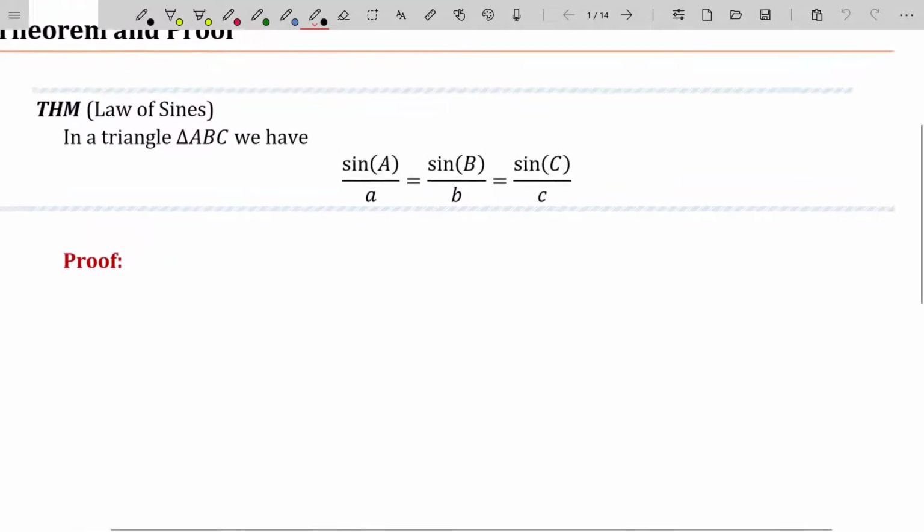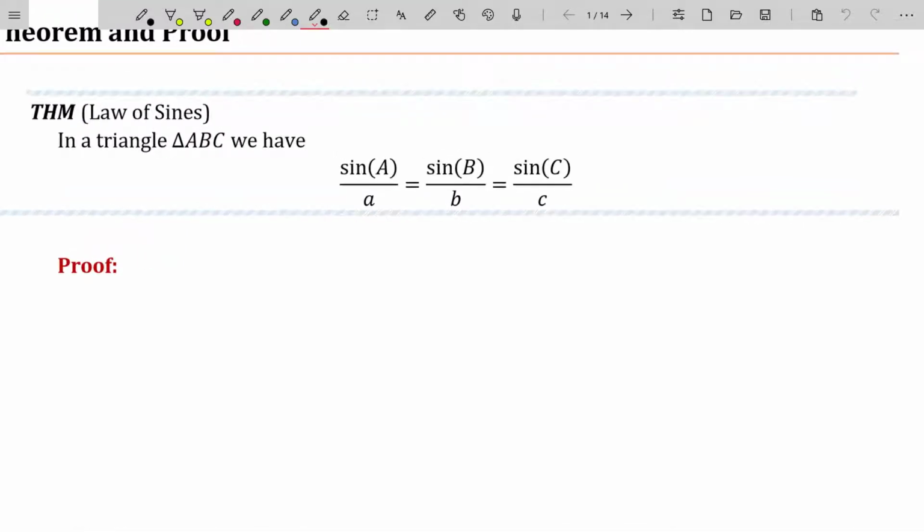In a triangle, and by the way, it doesn't need to be a right triangle, it's just any triangle ABC, we have the following. The sine of the angle A is to the side A, as the sine of angle B is to side B, as the sine of angle C is to side C.